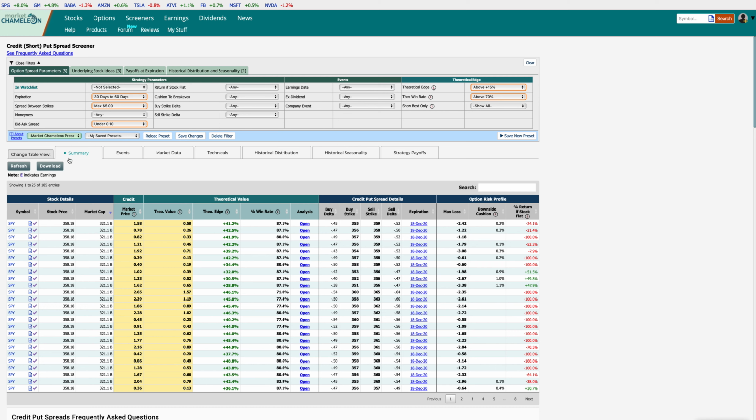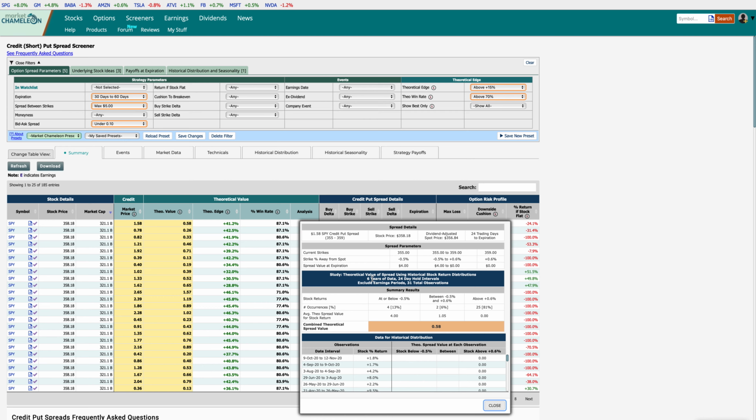We're going to look at this summary. So basically this is telling me the stock price and market cap. This is the market price for this put spread, which is selling the 359 strike and buying the 355. These are the deltas. And then I click on analysis.